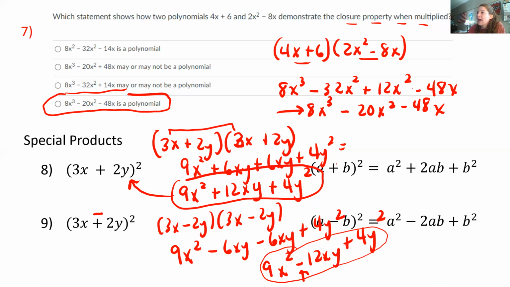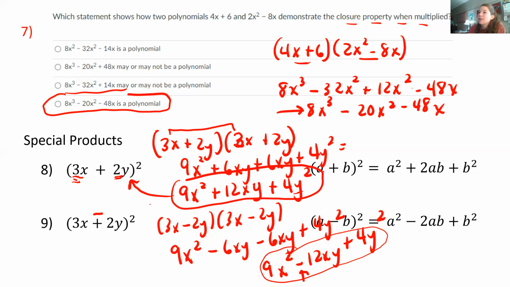Okay, so basically what happens is when you have a binomial squared, you're going to take that first number and square it, and that's going to be the first term. So 3x squared is 9x squared, right? The very last term is by squaring this. 2y times 2y is 4y squared. So that's going to always match.